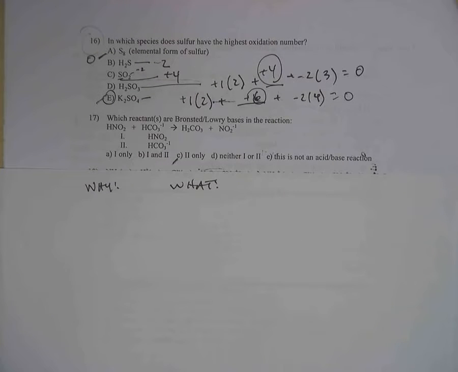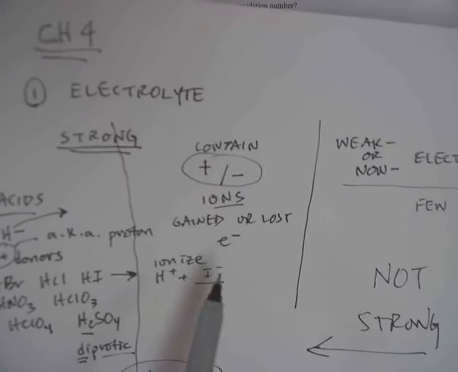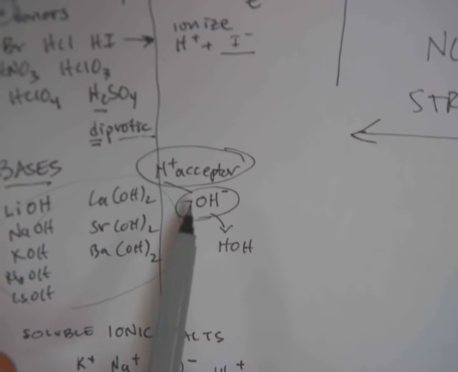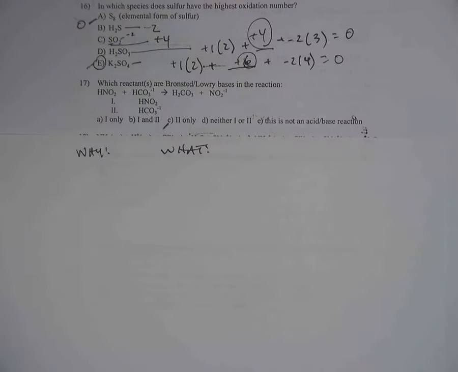Number 17, which reactant is the Bronsted-Lowry base? So you need to know your definitions of acids and bases. You know that acids are proton donors. They're ones that give away H's. Bases are proton acceptors. They accept H pluses.